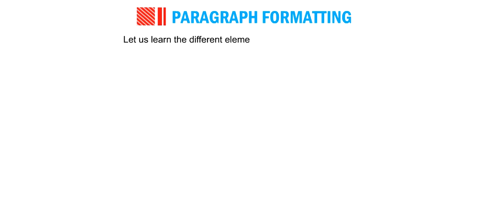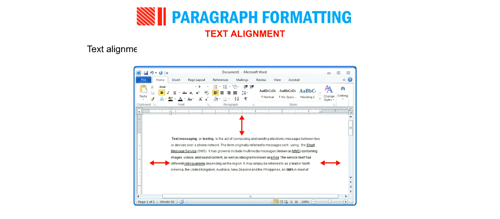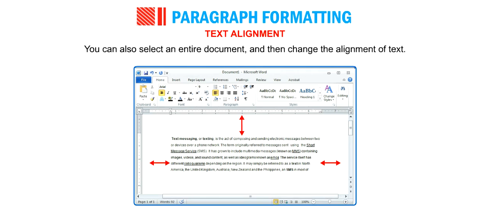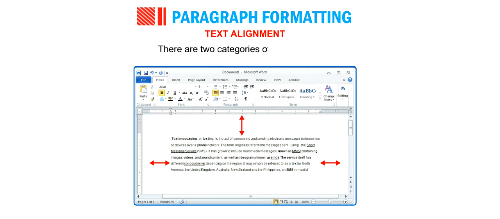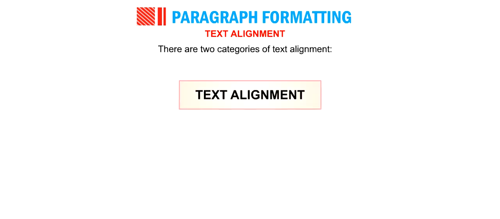Let us learn the different elements of paragraph formatting. Text alignment. Text alignment refers to the positioning of the text between the margins of a page. You should set the alignment before you begin typing. You can also select an entire document and then change the alignment of text. There are two categories of text alignment.